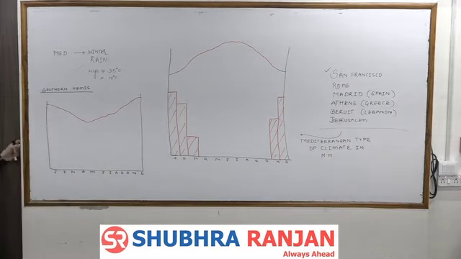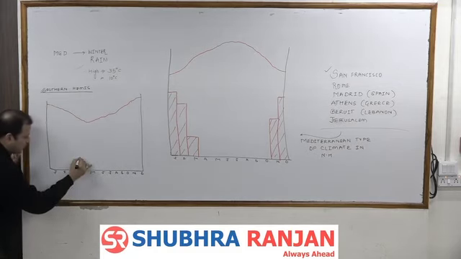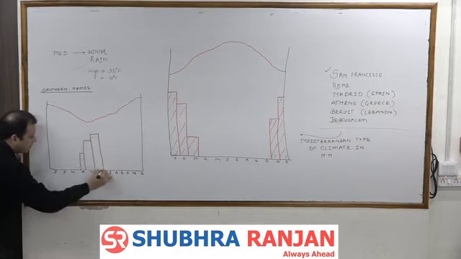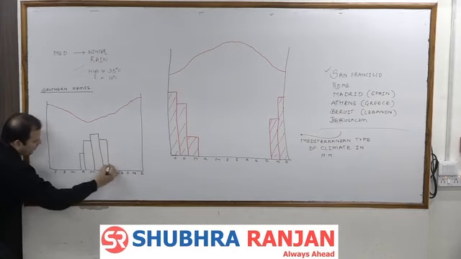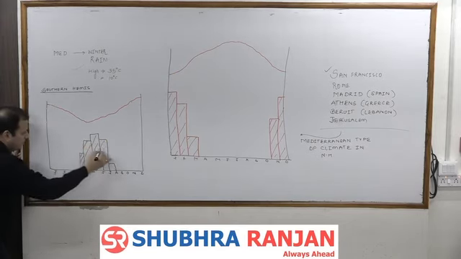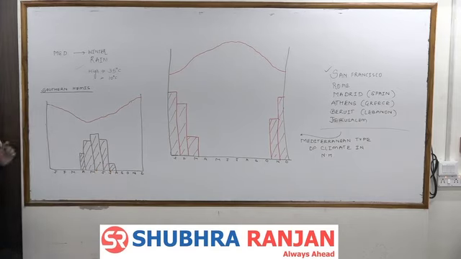Is this the chart of the southern hemisphere? Exactly opposite. Understood? This is exactly opposite. And how will the rainfall be? April rain, May rain, highest rainfall in the month of June, then July, and to some extent rainfall will be there in the month of August. So this is the chart for Mediterranean type of climates in the southern hemisphere.